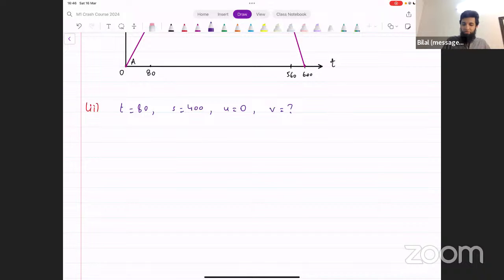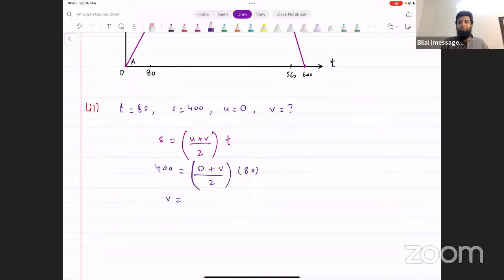How can you find that? Which equation connects these four things: S, U, V, and T? I think it's this one: S equals (U plus V) over 2 times T. That's the equation that connects these four quantities. Just input values in this. S equals 400, U is 0, V is what you have to find out, divided by 2 multiplied by time, which is 80. And that will give you a value for V.